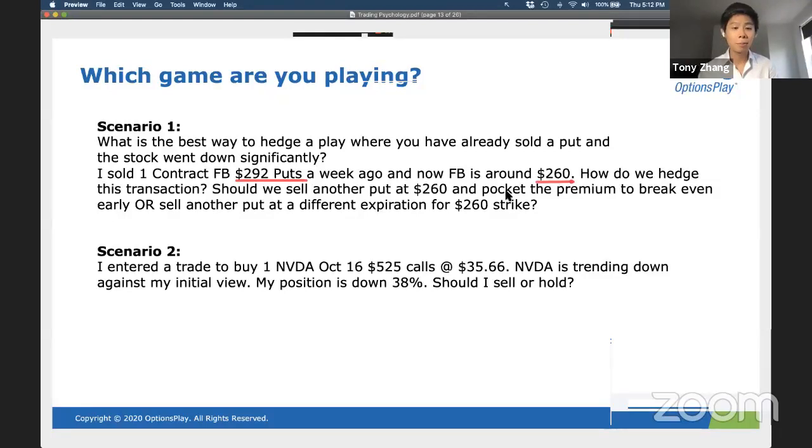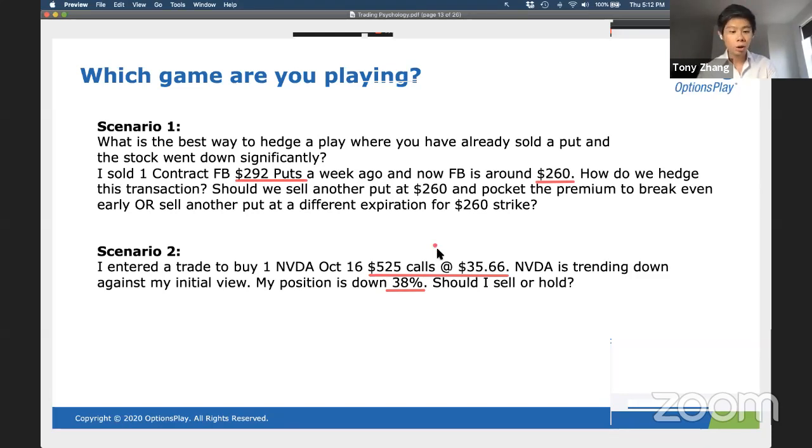In the second example, I bought an NVIDIA 525 call for $3,500. It's now down 38%. Should I sell or hold? The question is, why did you buy the NVIDIA call at 525? And the question is not, should you sell or hold? The question is, does that original thesis still hold? So, for example, maybe you bought it because the stock broke out, or maybe at that time there was news on the stock and you thought to yourself that this is a great investment. Ask yourself, do I still think that's a great investment today?